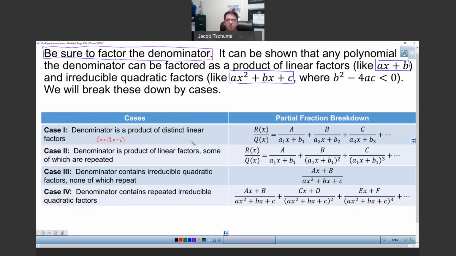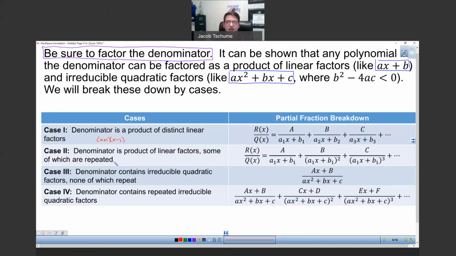Then you can break up your fraction into a number of fractions equal to the number of distinct linear factors that you have. So if you've got 2 distinct linear factors, you'll break this up into 2 separate fractions. Now the challenge for us is that on top of these fractions are going to be unknown constants and functions that we've got to solve for. So in a case 1 partial fraction, all of your numerators will be constants like a, b, c, etc. that we will have to solve for. And I will show you how to do that when we get to the problems.